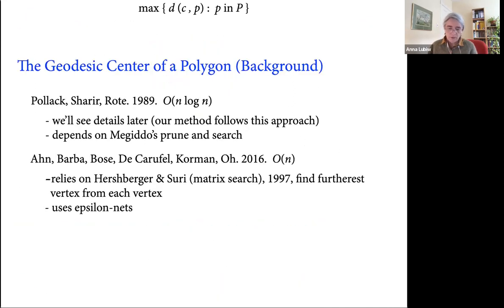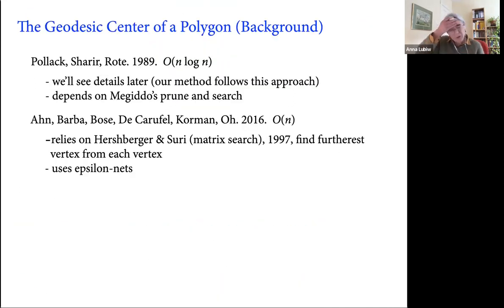So what is known about the geodesic center of a polygon or about farthest Voronoi diagrams of a polygon? It was 1989 when Pollock, Scherer, and Rothe gave an n log n time algorithm for that. And that came after a sequence of papers with higher runtimes. So this was quite a breakthrough result and relied on lots of Megiddo's various prune and search type ideas. And I'll show you some of the details later because our method is going to follow that approach.